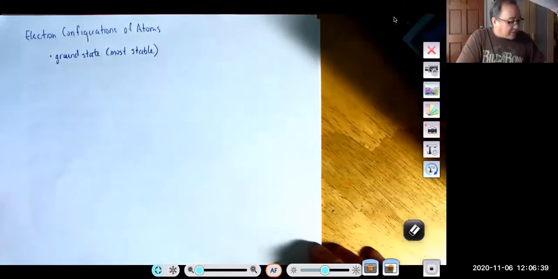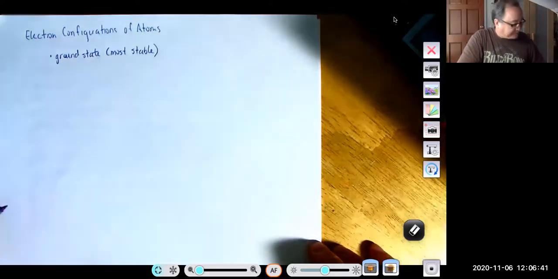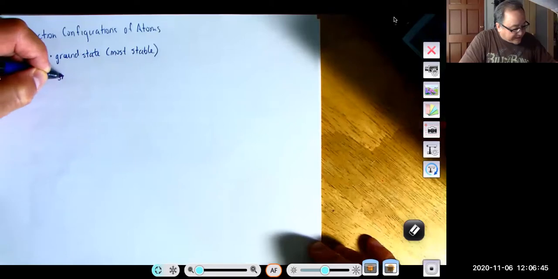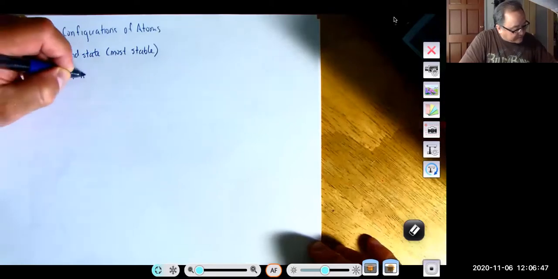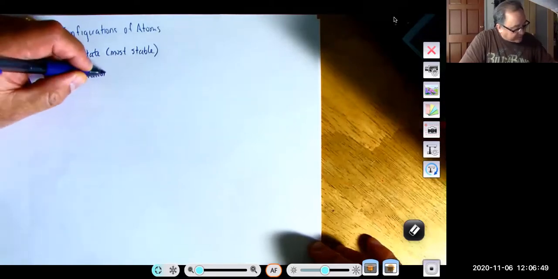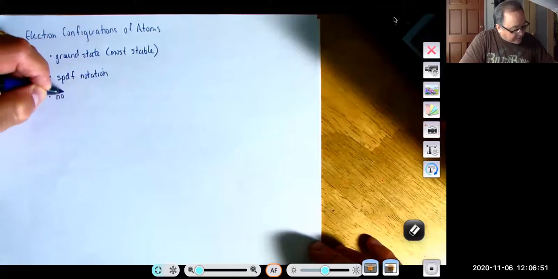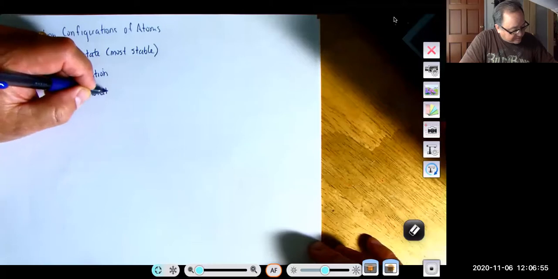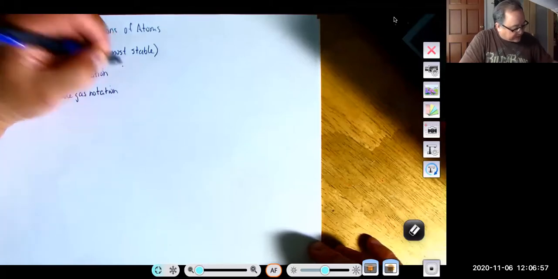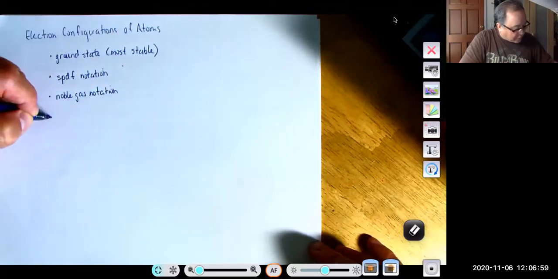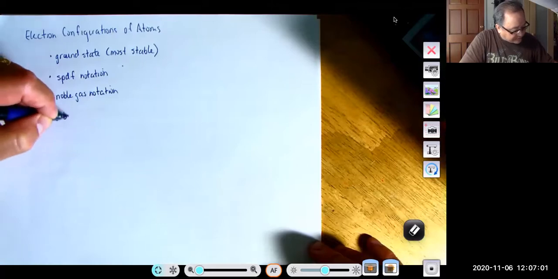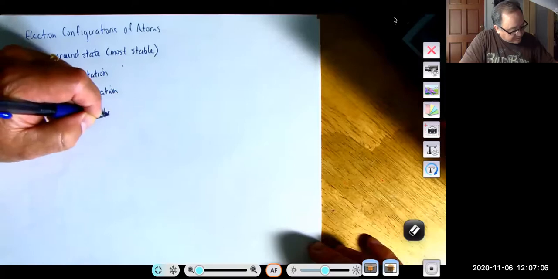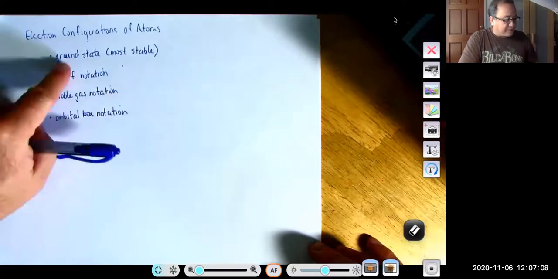Okay, so we're looking at the ground state, which is the most stable. And there's the SPDF notation. And then there's the noble gas notation. And then there's also the orbital box notation. I'll get into these in just a minute.